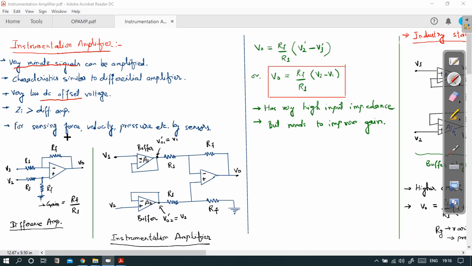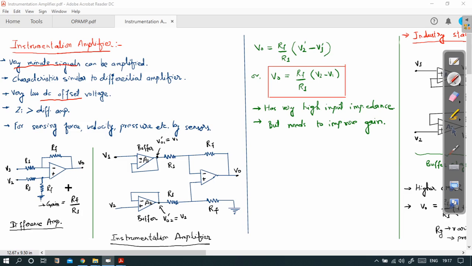It's generally used for sensing force, velocity, pressure and other physical parameters that are sensed by sensors, and we know that the output of the sensors is generally very small in magnitude. We cannot work with those small magnitude signals, so there is a need of amplification, and for amplifying those signals coming out from the sensors, generally the instrumentation amplifier is used.